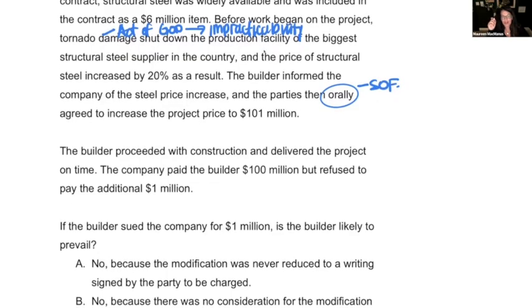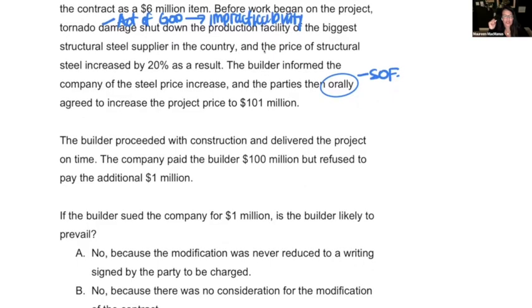But they're going to try to trip you up with that. I guarantee it. People fall for it every single time. Okay, the builder proceeded with construction and delivered the project on time. The company paid the builder $100 million, but refused to pay the additional 1 million. So here there's a modification, right?